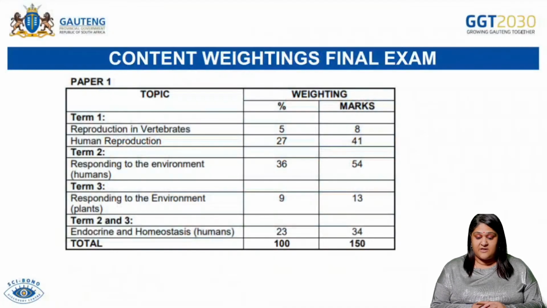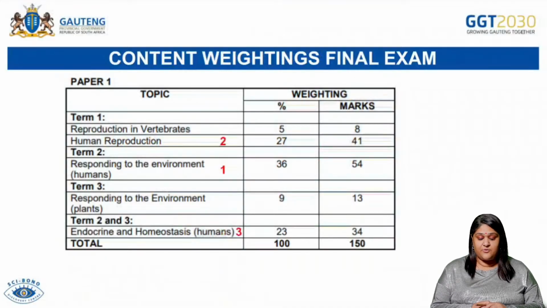Right, so these are the weightings for the final examination for paper 1. And the lesson is going to be presented in a way where we are going to be focusing on the topics that carry more weighting, the ones that have more mark allocation, and then focusing a little bit less on the ones with less mark allocation. So the first topic that we are going to be doing is responding to the environment in humans, and this is because it is 54 marks of paper 1, which is basically a third of your paper. So this is really where you should be aiming to score your marks. The second one is human reproduction, and that is 41 marks, also a large amount of the paper, basically 27%.